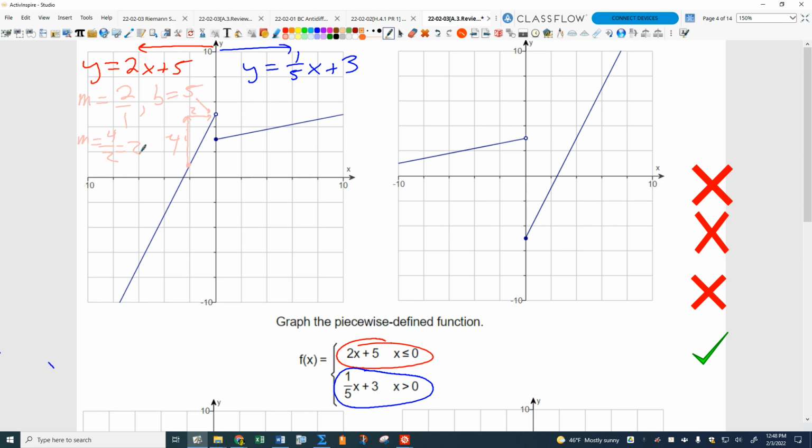Do you see anything wrong with this one? Looks pretty darn close, if not exact, right? Is there anything you can see? Okay, what's going on? Supposed to be a closed endpoint, isn't it? Right? Because look, we've got an equal sign right there. So it's got to be a closed endpoint. So there's our one issue with this one. This is supposed to be closed.